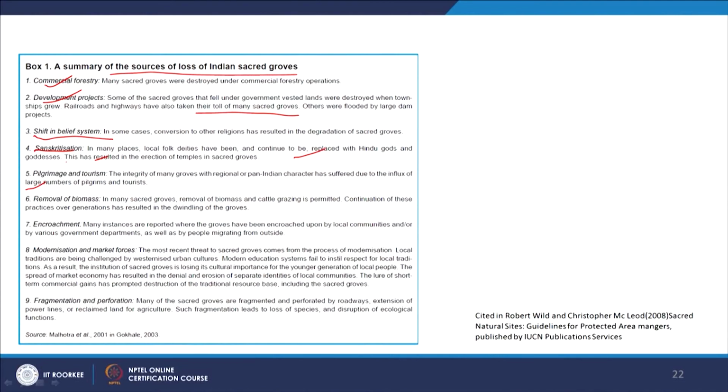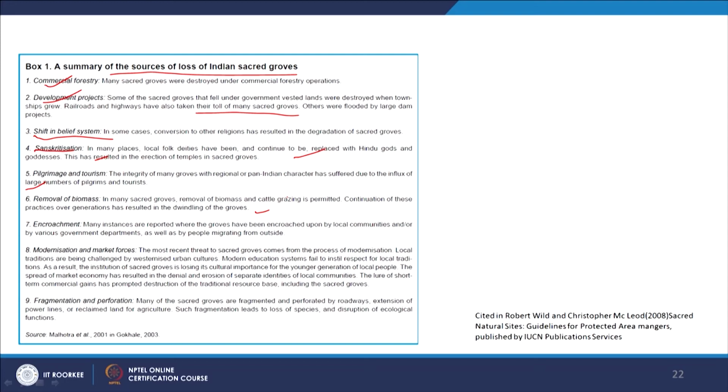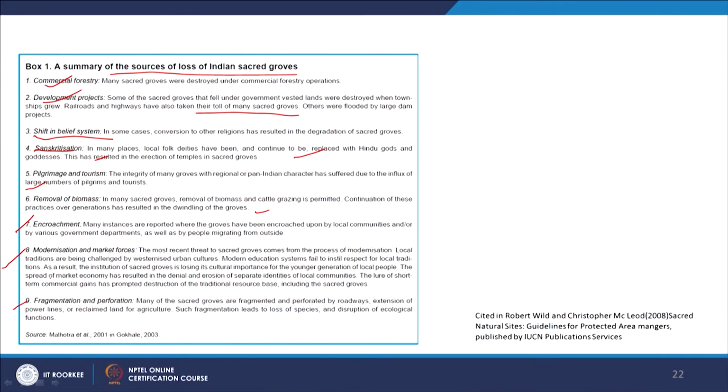Similarly, pilgrim and tourism activities have also disintegrated many groves, and the more influx of pilgrims and tourists is also causing some impacts. And also removal of biomass. And obviously, very critically, encroachment happens at every pilgrim spot because of various economic and social reasons. And also modernization and market forces become a threat to these kinds of sacred places. And fragmentation and perforation.